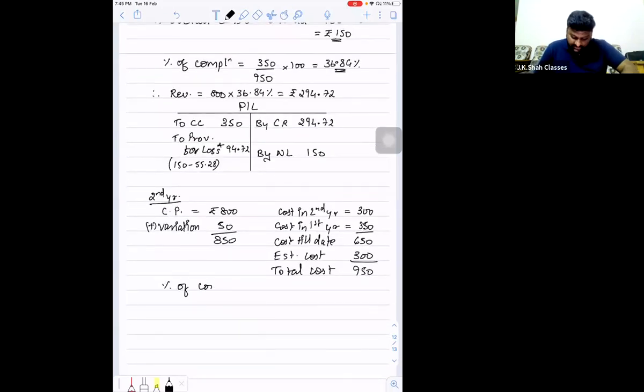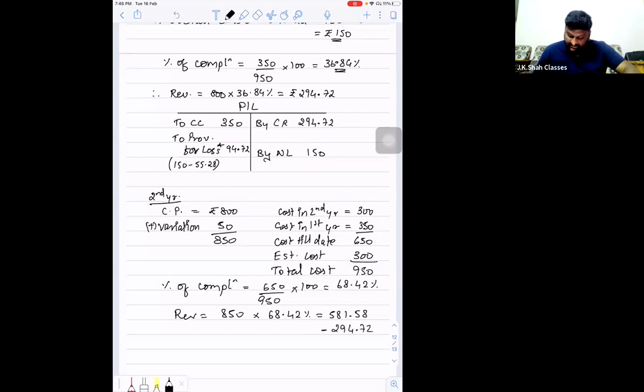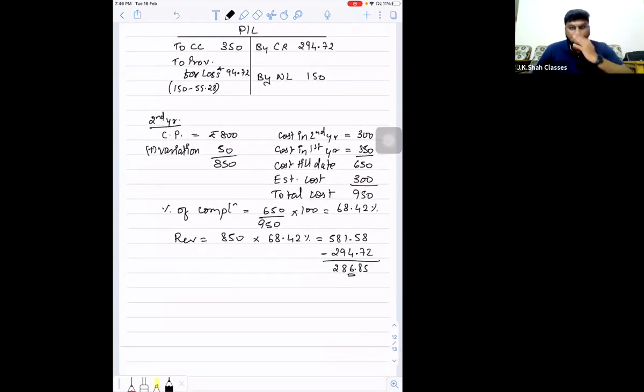Now, percentage of completion. Total cost 650 divided by 950 into 100. Can anybody tell me the percentage of completion over here? 68.42%. Okay. So revenue will be how much? 850 multiplied by 68.42%. Answer for this? 581.58 minus 294.72 already recorded. Am I correct? So what is the final answer? 286.85. Right?